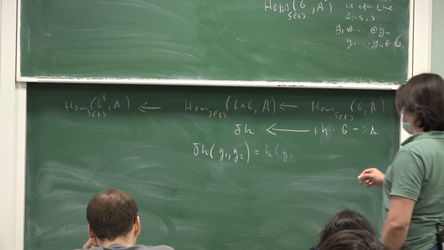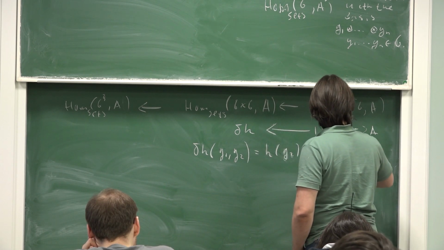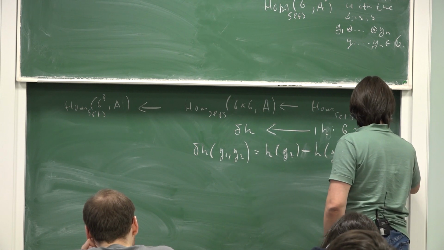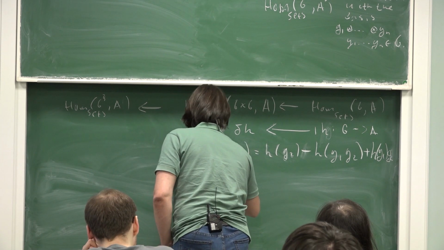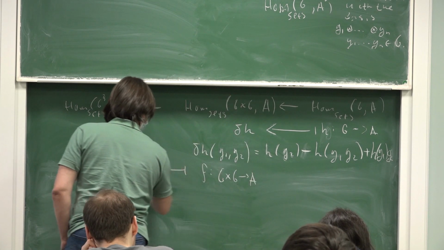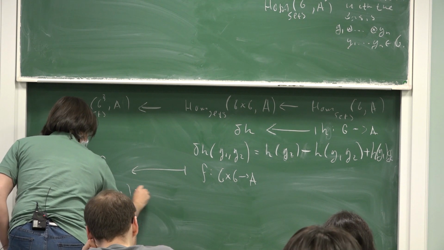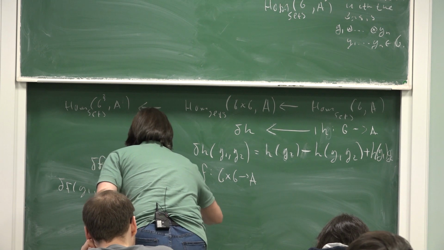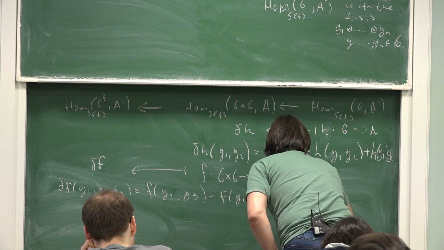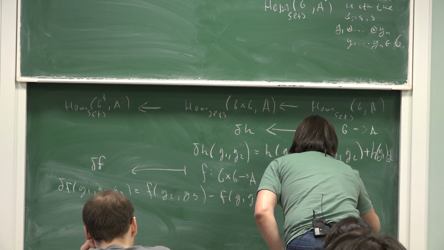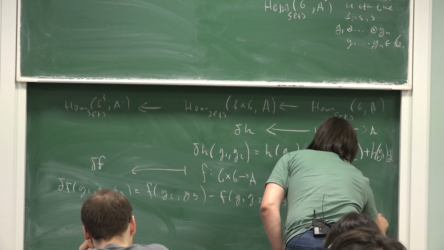Yes. So it is g1 h of g2 minus h of g1 g2 plus h of g1. And if you have some map f from G times G to A, then it goes to the map delta f, where delta f of g1, g2, g3 is simply g1 f of g2, g3 minus f of g1 g2, g3 plus f of g1, g2 g3 minus f of g1, g2.